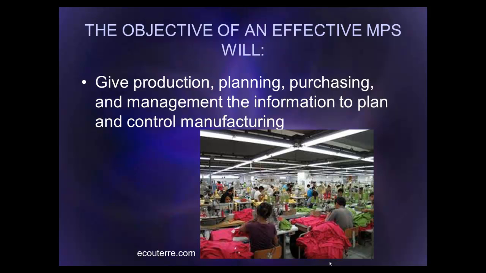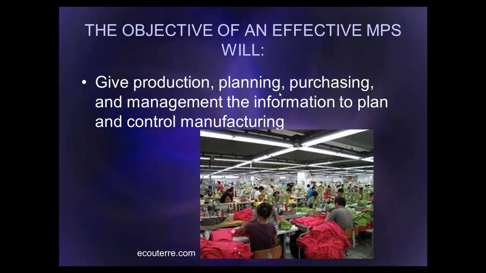The objective of an effective master production schedule is to give production planning, purchasing and management the information to plan and control the manufacturing. So in short, if you don't know when the fabric's arriving from overseas, you can't employ casuals to work in your factory to make the garments. Equally, if you don't know how much you've sold in a retail store or your current stock levels, then going back up the supply chain, you can't manufacture the appropriate amount or send out more stock. So an effective master production schedule will allow you fundamentally to plan, and that's the key point.